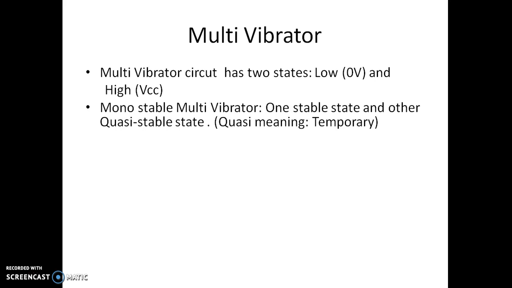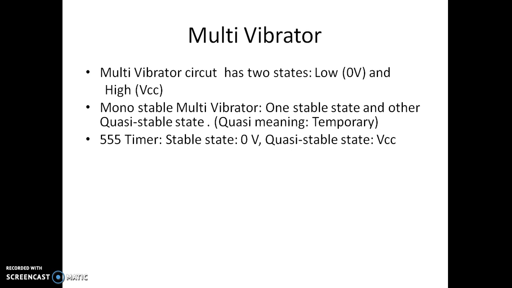So what is a monostable multivibrator? The definition, as the name itself indicates, is that it has only one stable state and the other state is what we call a quasi-stable state. Quasi means a temporary state. It goes to the other state from the stable state, but it will not stay there for a long time, so it comes back to the stable state after some time. It is only temporarily going to that state.